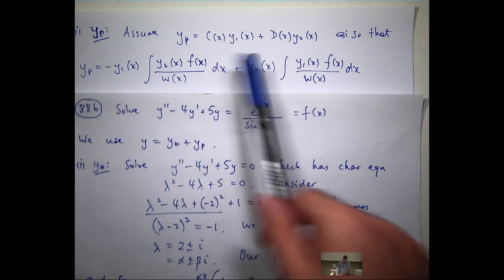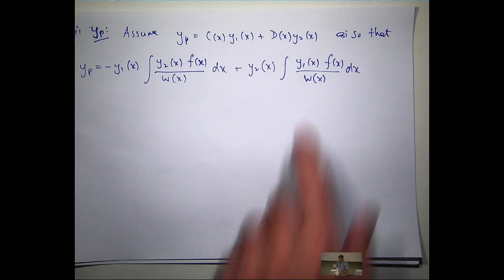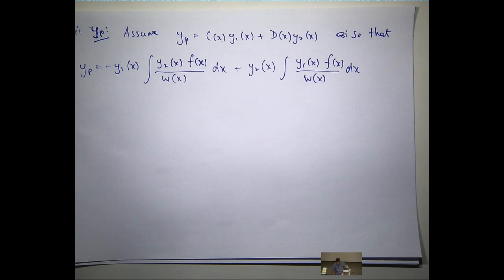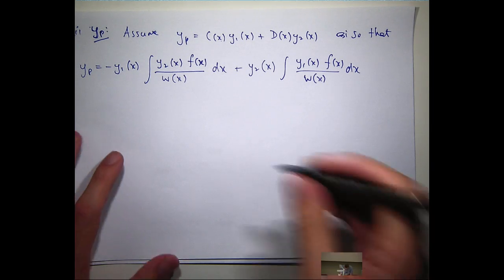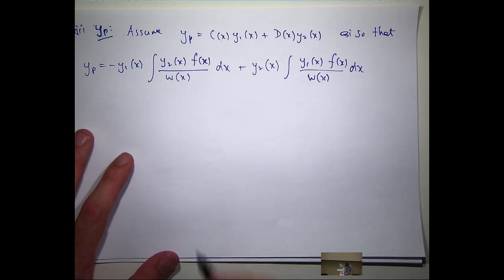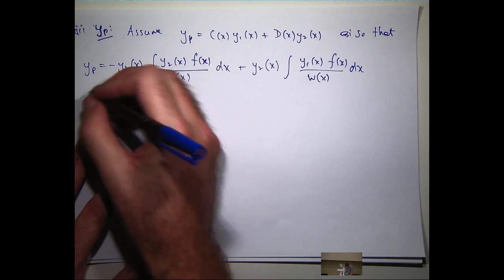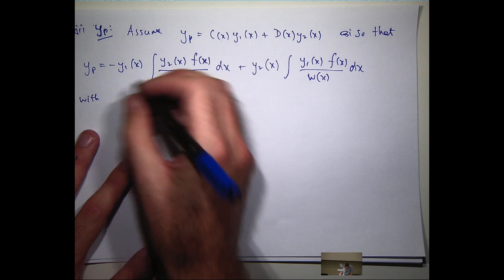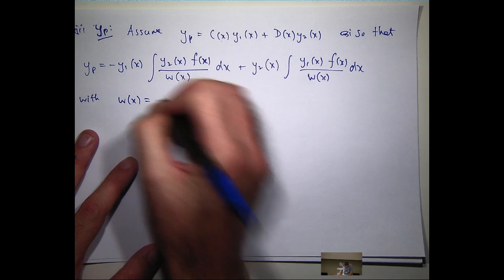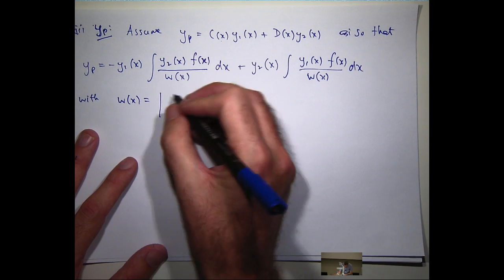What's the w? Anyone remember? What's this w function? Anyone? It's a special function called the Wronskian. Okay? Funny name, important function. It's just the determinant of a special matrix. Okay? So the Wronskian is just this.